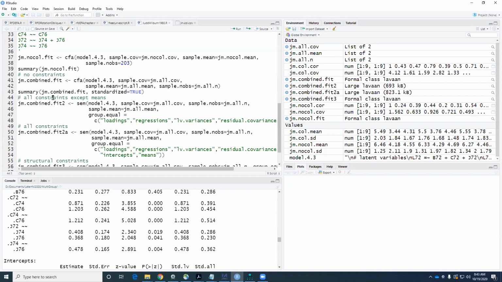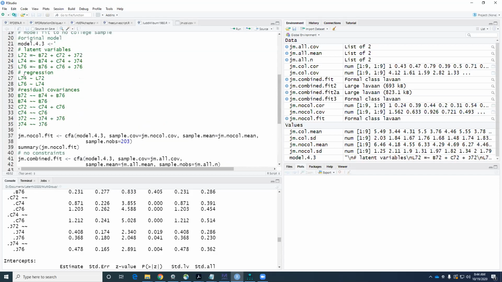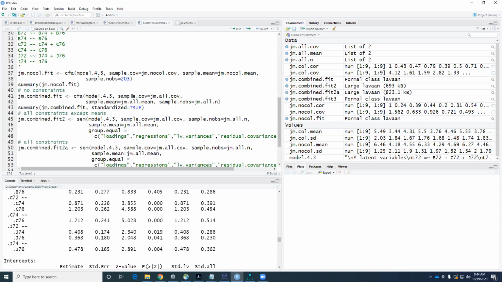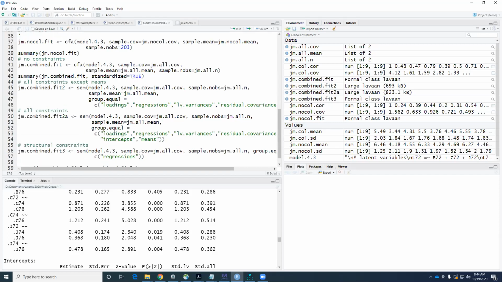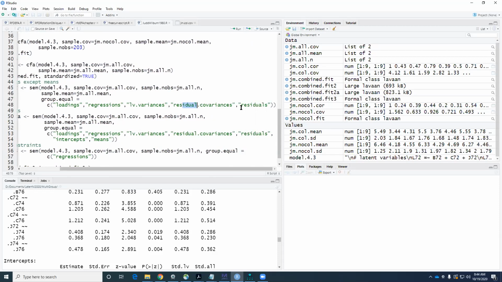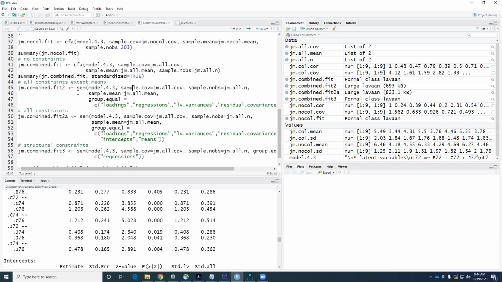And if we now want to fit our invariance models, we're going to use the group equal command. So subject to the way I identified the model, this now fits a model in which across groups the loadings are the same, any regressions are the same. In this case, we had arrows joining 72 to 74. Latent variable variances and the residual covariances are the same, and the residuals. So this is a fully invariant model saying group 1 is just like group 2.